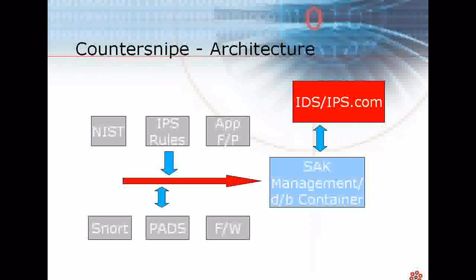Then we have the IPS rule set, which includes all the Snort rules, all the Emerging Threats rules, and so on. And then we have the application fingerprints, and the application fingerprint database includes fingerprints of all applications or many key applications. All of that information gets fed into the SAC management engine, where it correlates all of that information and decides on whether to alert on some specific matches or not.